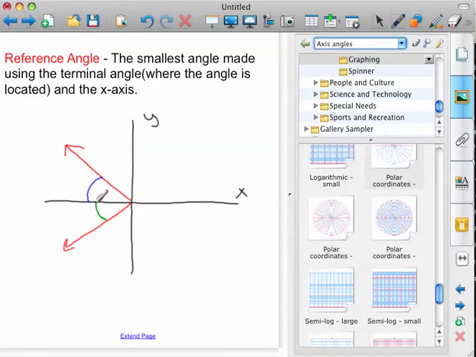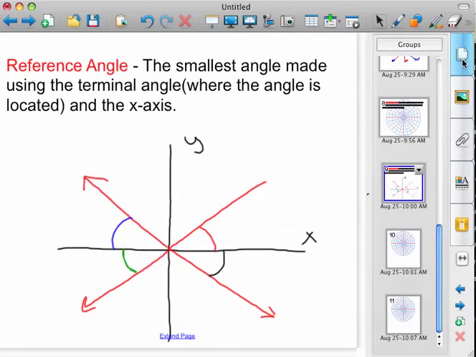If the ray were in the fourth quadrant, excuse me, the reference angle would be right here. So those are your reference angles. And again, if it was in the first quadrant, your reference angle would be right there. Okay, so that's generally how to do it.